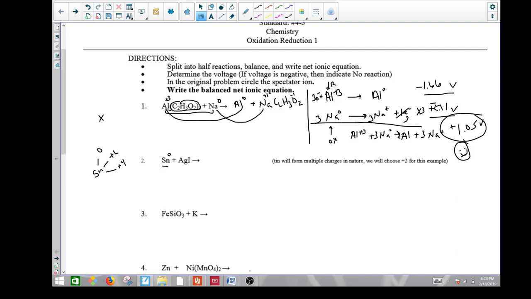So in this case, we get to pick, because we don't know. The only way to really know would be to physically do it in lab. So Sn +2 is what I'm going to take, and the iodide is going to be the spectator ion, and then the silver will be all by itself with no charge. Okay, so that's that. This is one half, and this is the other half. The rest of it I'm leaving for you to try and do on your own.